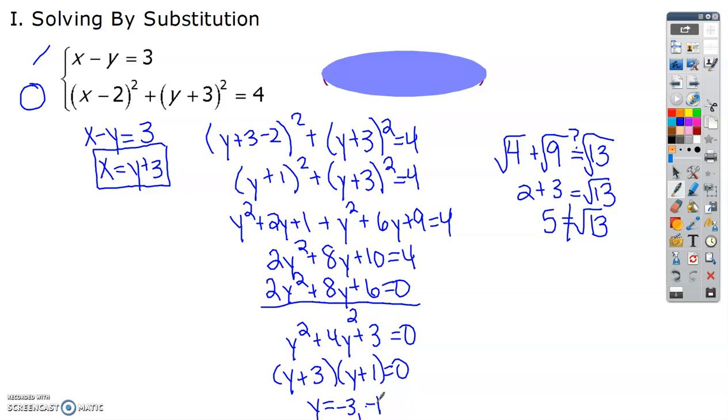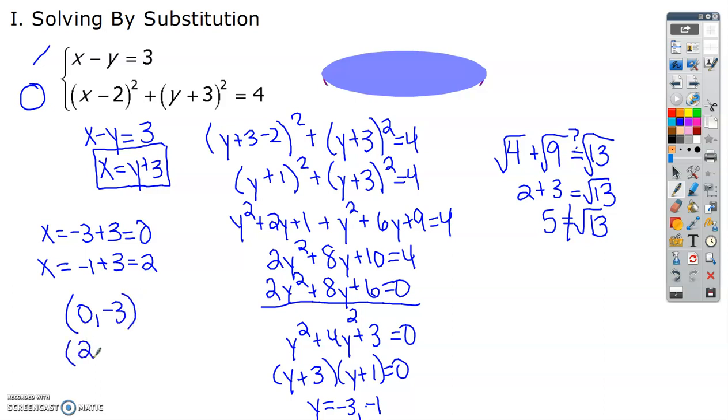So the key here is you want your final answer to be ordered pairs, so you need to keep them matched up. I'm going to plug in x equals negative 3 plus 3, and I'm going to plug in x equals negative 1 plus 3. I get 0 here. I get 2 here. So when I write the ordered pairs, I got 0 for x when I had plugged in negative 3 for y. I got 2 for x, and I had plugged in negative 1 for y. So you need to make sure that you keep them together.